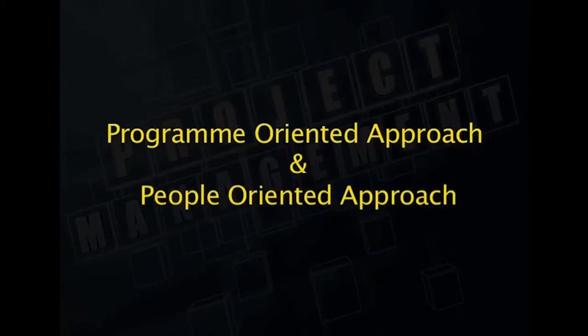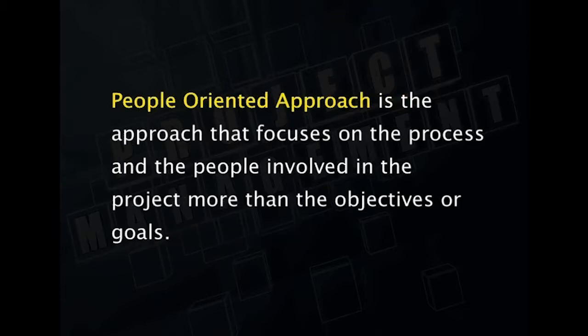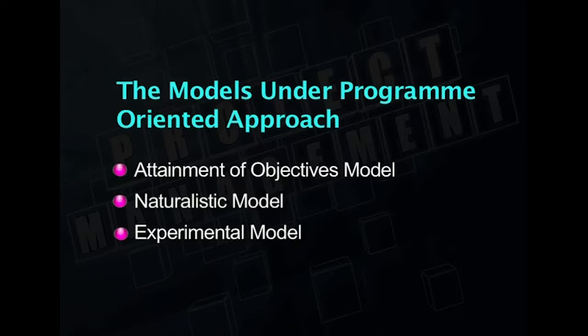The approaches can be classified into two categories, that is, program-oriented approach and people-oriented approach. Program-oriented approach, also called as objective-oriented approach, is the approach that emphasizes on how the objectives are to be measured. People-oriented approach is the approach that focuses on the process and the people involved in the project more than the objectives or goals. The models under program-oriented approach are attainment of objectives model, naturalistic model, and experimental model.